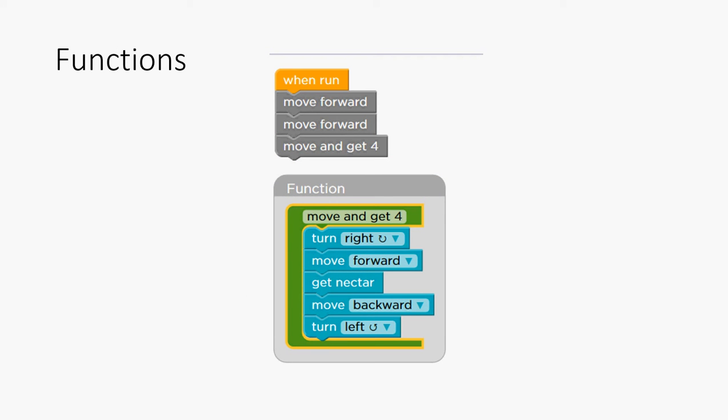The next is called the function. And a function is an easy way to write code that occurs over and over again. So what you do is you define a function. You give it a name. In this case, it's move and get for. And the function consists of these instructions: turn right, move forward, get the nectar, move backwards, turn left. So instead of writing all of those statements up here, when you run, you just name the function and you say move and get for. That's the same name as here.